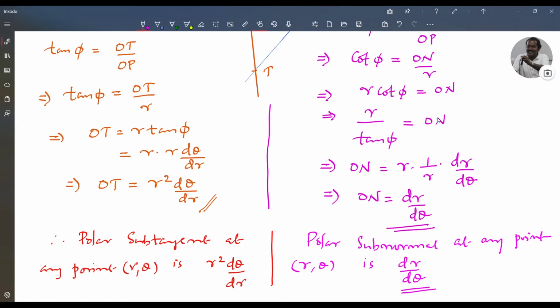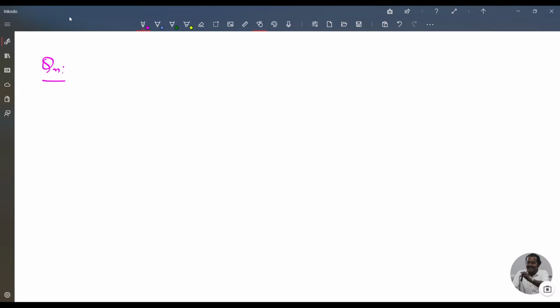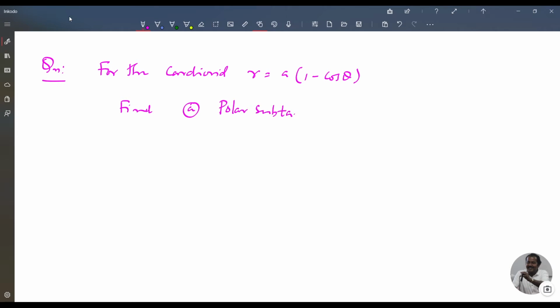We do a problem. Question: for the cardioid r equal to a into 1 minus cos theta, find (a) polar subtangent at (r, theta), (b) polar subnormal at (r, theta).